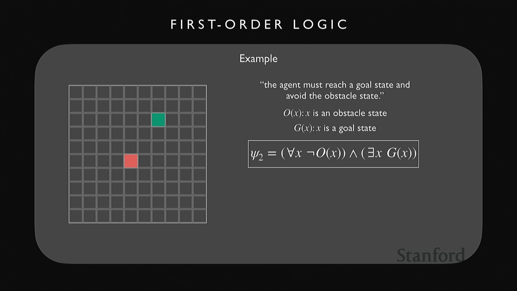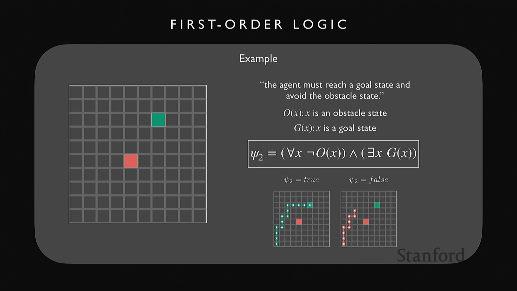So now we get to use both of our quantifiers, and just like we had before, we want to say that for all x, the agent is not in the obstacle state, and we have this additional requirement, which is that there exists an x such that x is a goal state. So we must have some x in our trajectory that is at the goal.